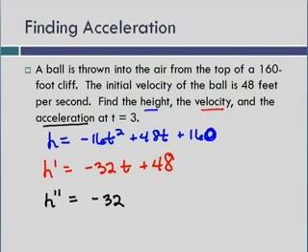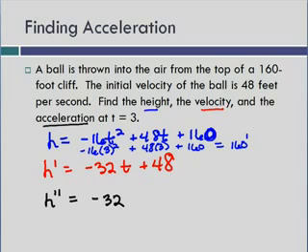So now we're going to go back up and we have to substitute in t is equal to 3 into each one of those. So on the first one, you're substituting in a 3 here, so negative 16 times 3 squared plus 48 times 3 plus 160. And when you simplify that, you get 160. And that's the height of it, that's the position of it, so that's 160 feet.